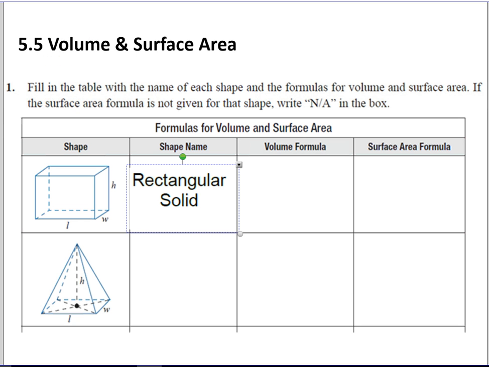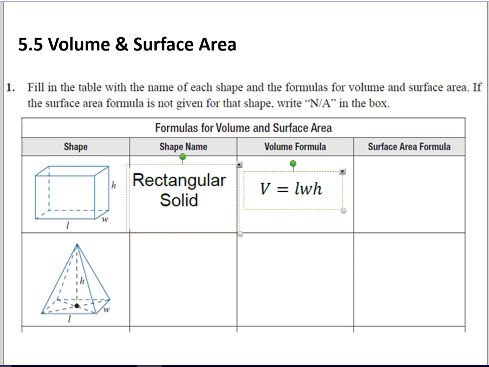And for the general volume formula, it is the area of the base times the height. We're adding height to the dimension of area. And so when we look at our rectangular solid, we have length times width for the bottom. So now we're going to multiply that times height to get our volume.